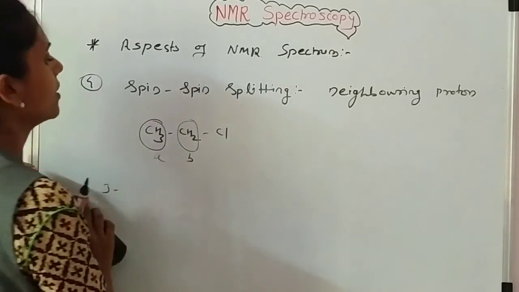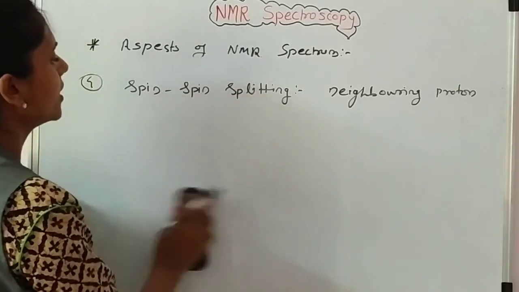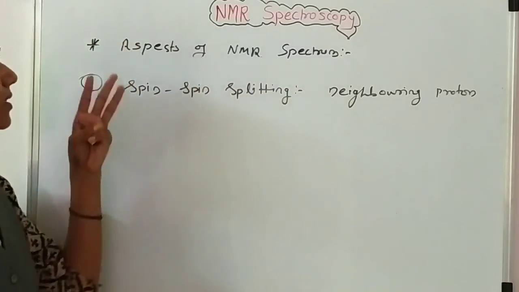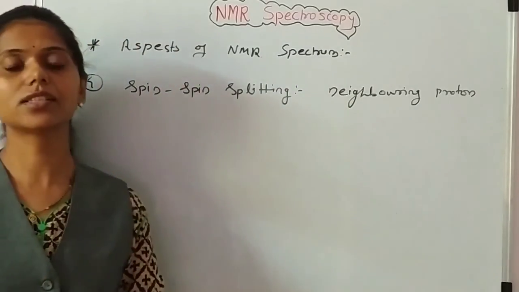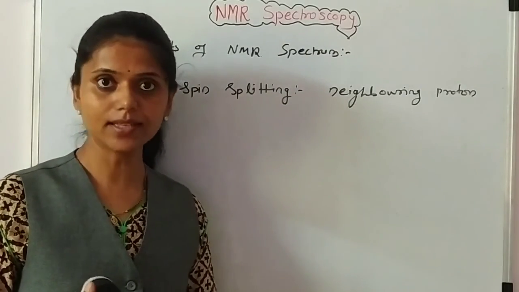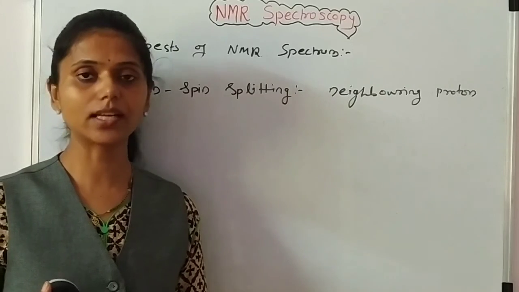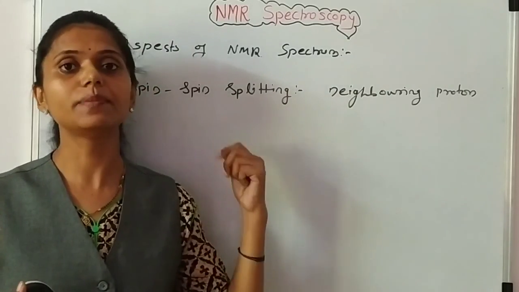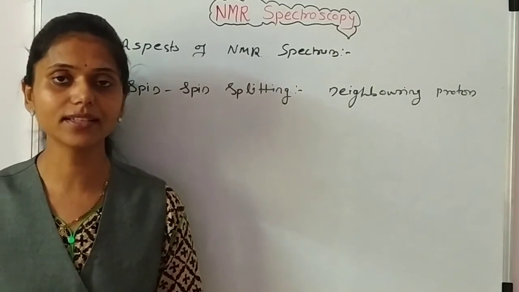We will study it afterwards. Only understand the basic concepts of the 4 things of an NMR spectrum. First is number of signals. Second is position of signal. Third one is intensity of signal, and fourth one is spin splitting. Okay, understand? Thank you.